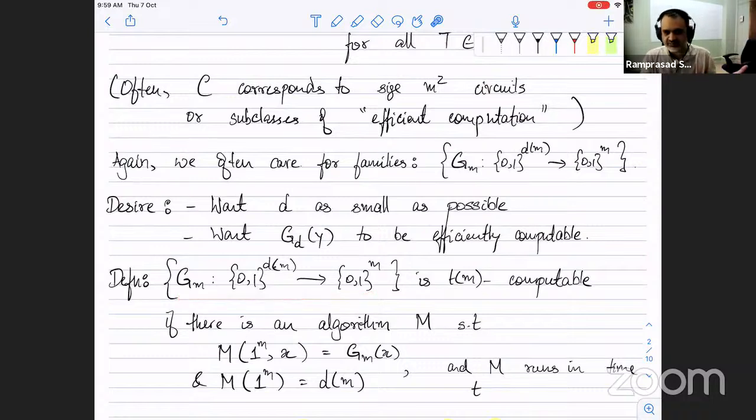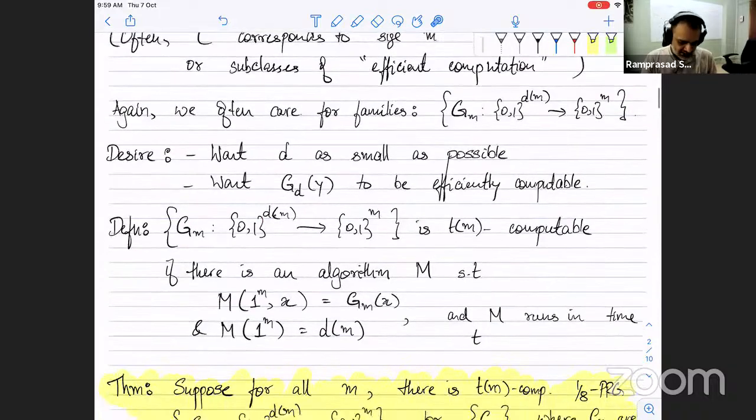Maybe T of M is like M squared, or 2 to the M, whatever, depending on how efficient the generator computation is. It just means that these evaluations are things you can do in that time. It's a very natural notion. When you say that I want the generator to be efficiently computable as a function, it means there is some algorithm that does this computation.